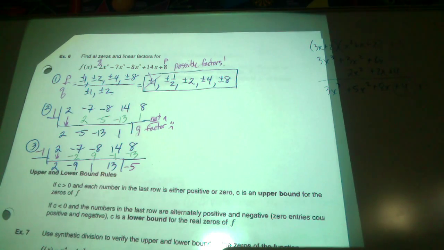I'm probably not going to choose 8 because it's kind of a big number. Not highly likely it's going to be that one, but it could. I'm not choosing 1/2. It could be 2. I'm going to take a shot in the dark. Just a shot in the dark, I'm choosing 4.